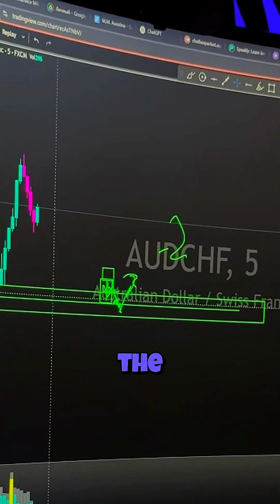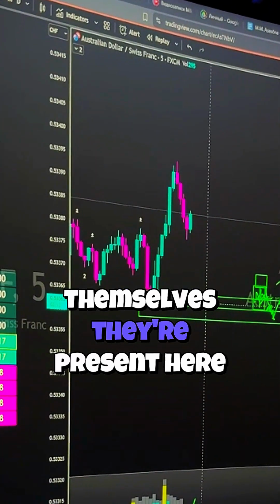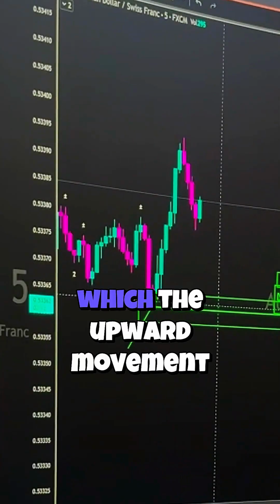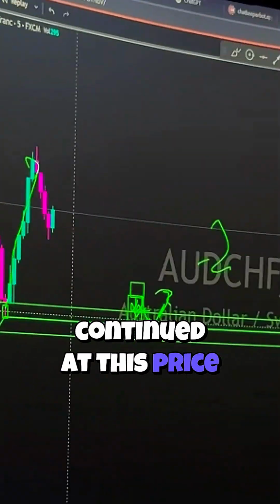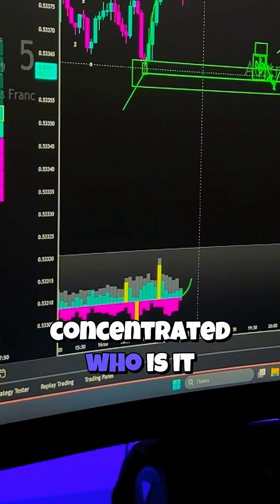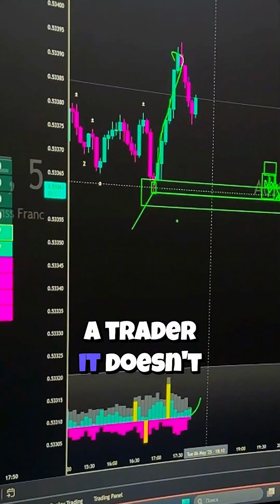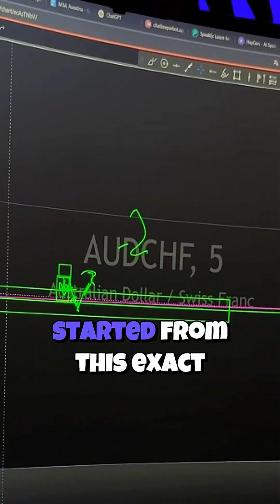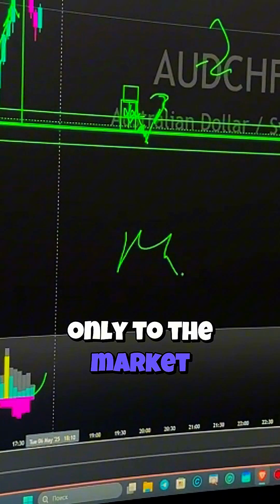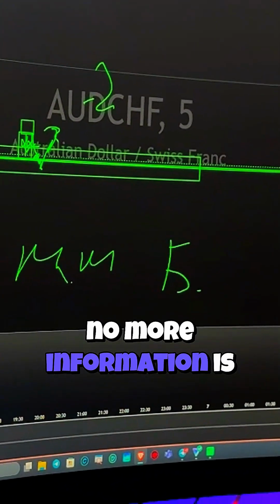Why? Because at this level, the buyer has already revealed themselves. They're present here. And since the movement started from this specific price, we had a pullback, after which the upward movement continued. At this price level or somewhere nearby, maybe a bit lower, there could be more volume concentrated. Who is it? A big player? A trader? It doesn't matter. The main point is that the movement started from this exact price. That's all we can know. Everything else is known only to the market maker and the exchange.